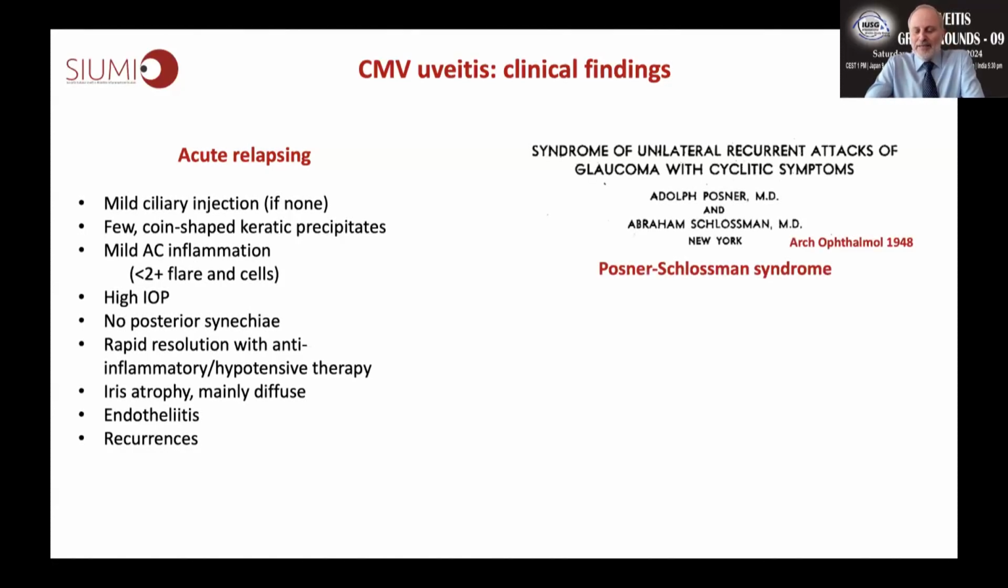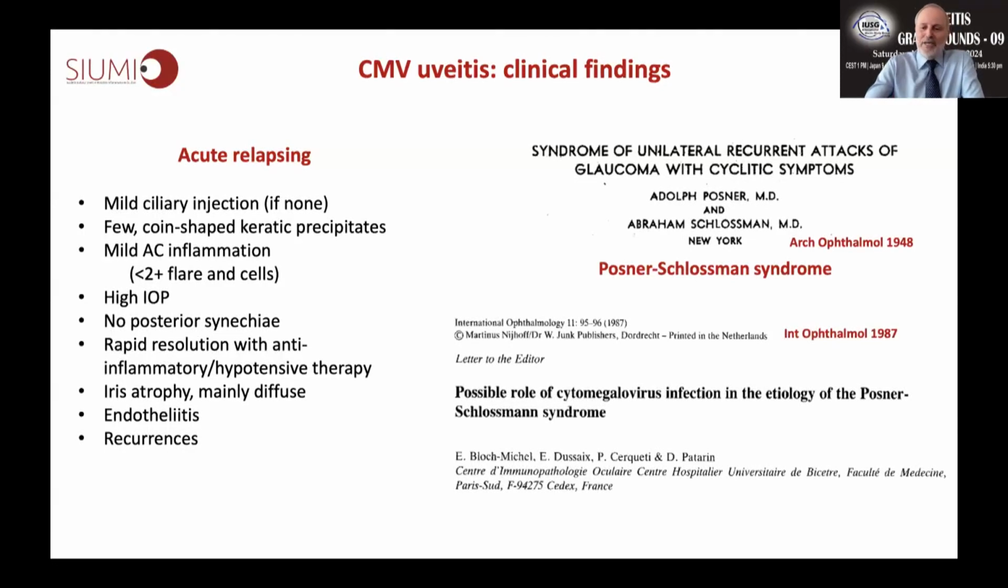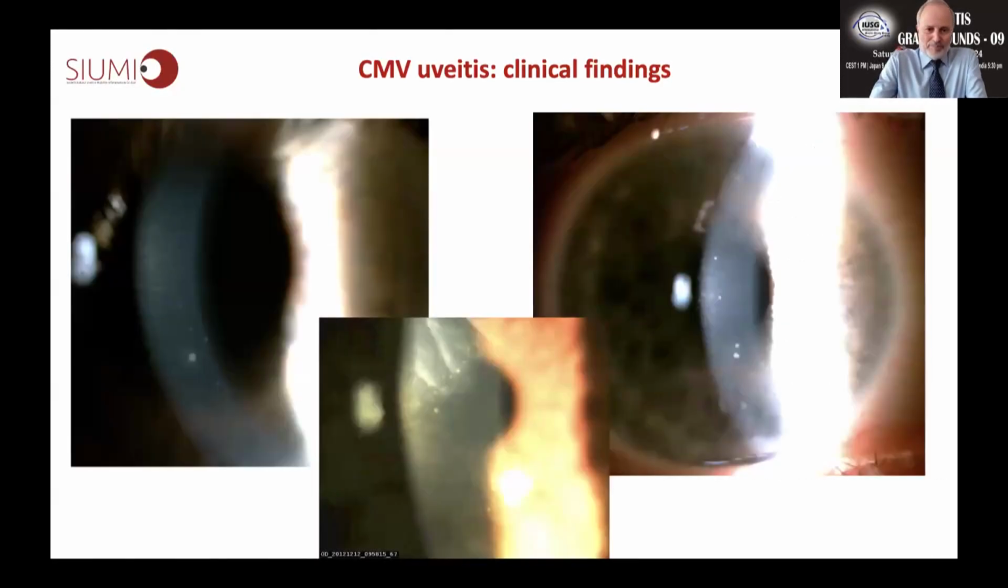And I think that maybe one of the first descriptions of CMV uveitis was done by Posner and Schlossman in 1948, but I would like to acknowledge our founder of the International Uveitis Study Group and president for many, many years, Professor Bloch-Michel, who was the first in the world to look at the possible role of CMV infections in the etiology of Posner-Schlossman syndrome.